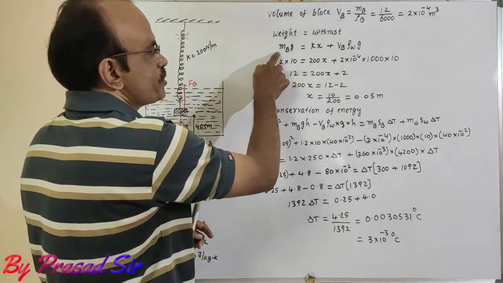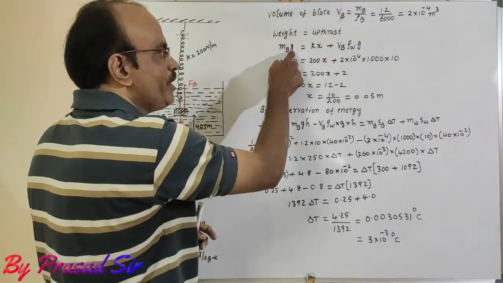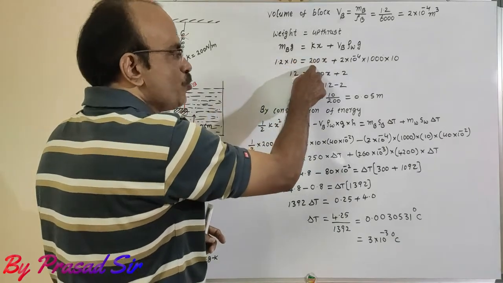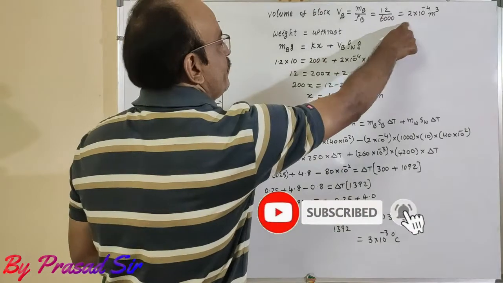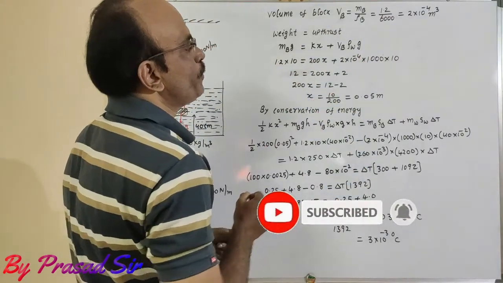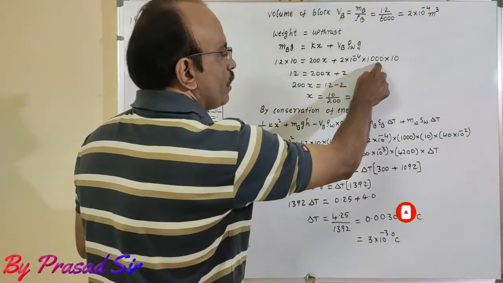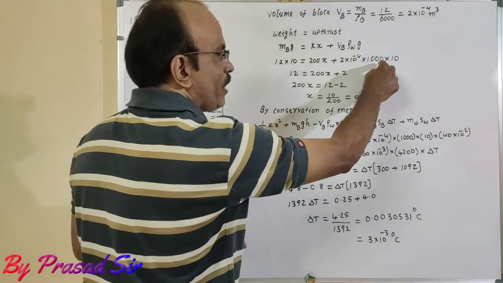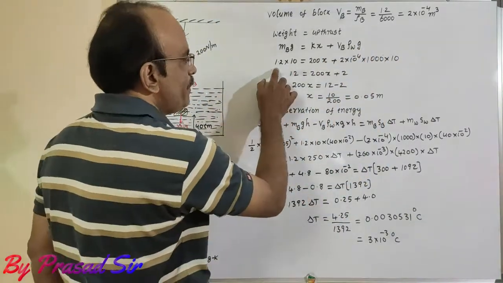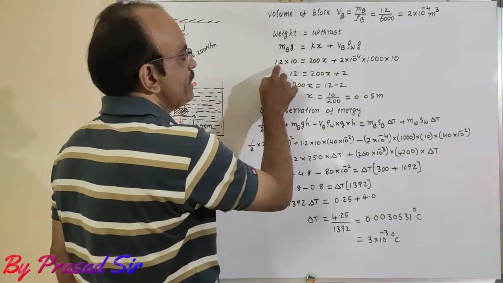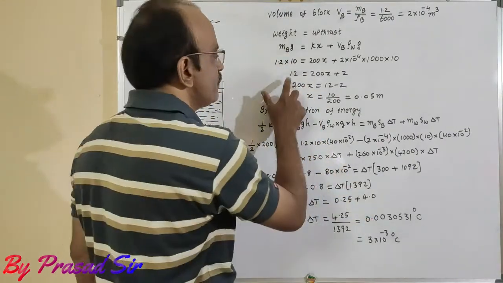Now substitution: mass of the block 1.2 times g, which is 10, and k is 200, and we want to find x here. Volume of the block we already got, 2 × 10⁻⁴, times 1000, that is the density of water, and acceleration due to gravity 10. On multiplying 1.2 by 10, the decimal point disappears, that is 12.